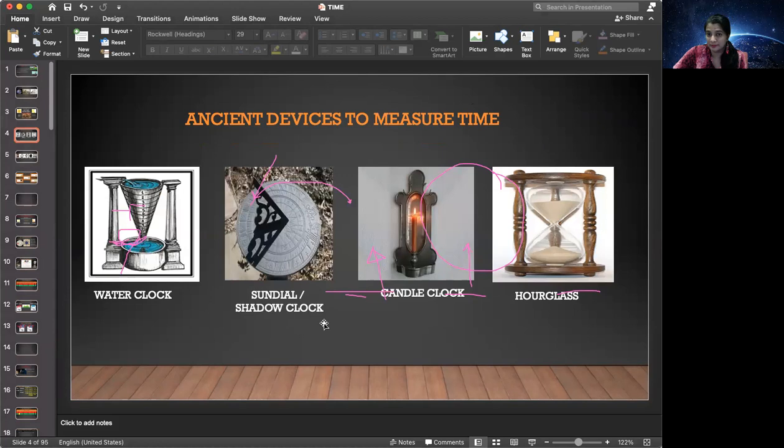If you Google, there are many resources on how to build your own sundial or shadow clock, and you can come up with one and read the time of the day based on the shadow of the sun, or where the shadow falls.